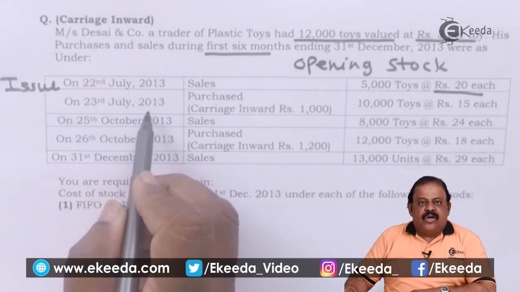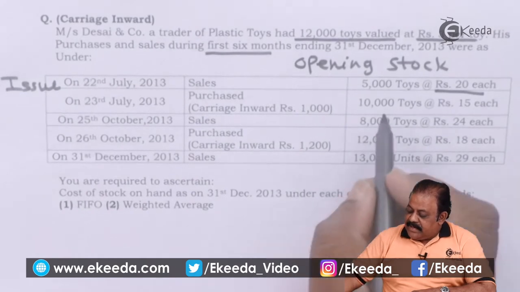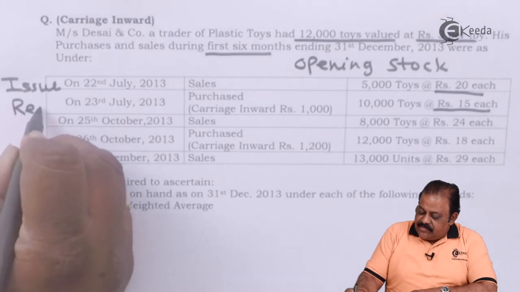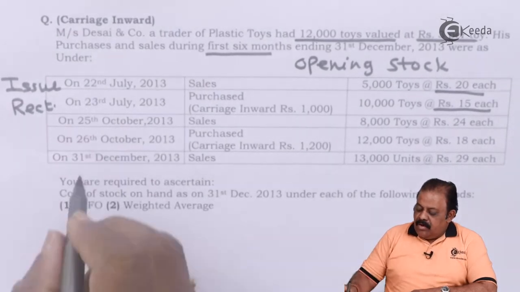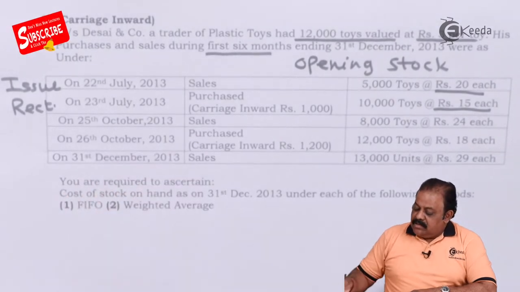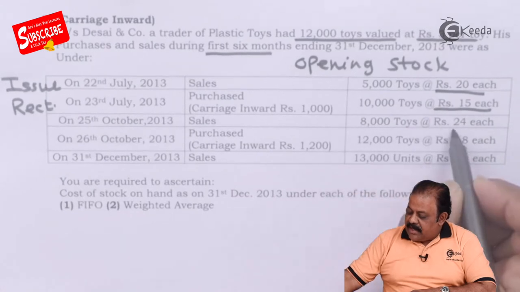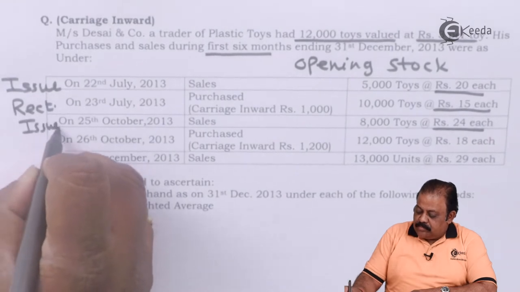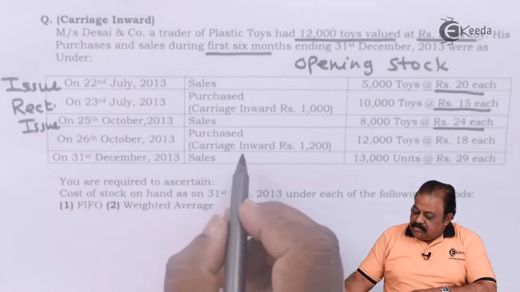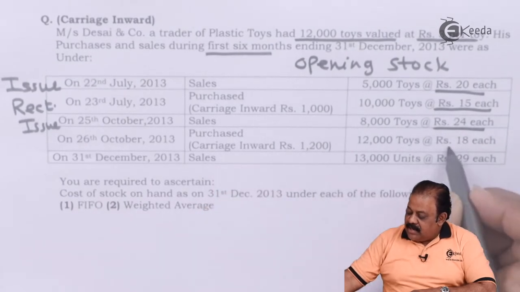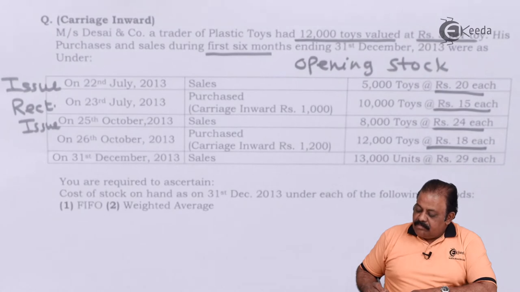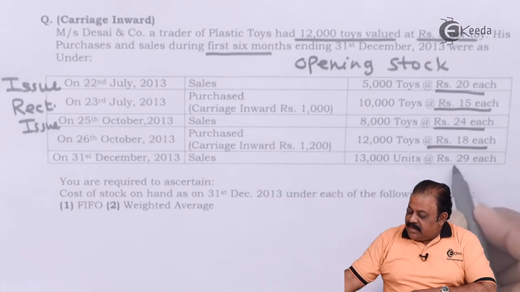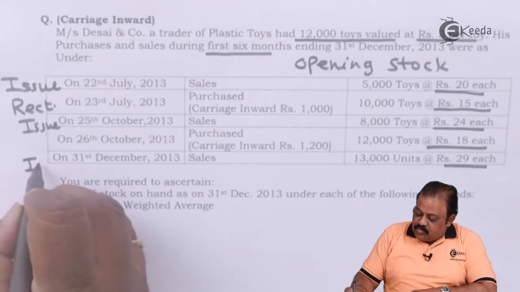On 23rd of July 2013, he purchased 10,000 toys at the rate of 15 each. So this will be recorded as receipt. On 25th October 2013, there is sale of 8,000 toys at the rate of 24 each. This will be recorded as issue. On 26th October, there is again purchase of 12,000 toys at the rate of 18 each. On 31st December, there is a sale of 13,000 units at the rate of 29 each. So this will be issue.